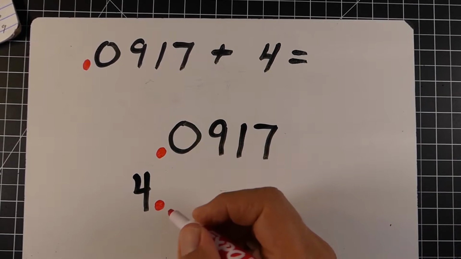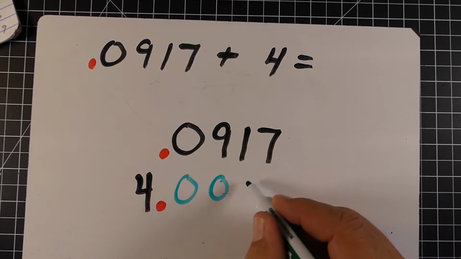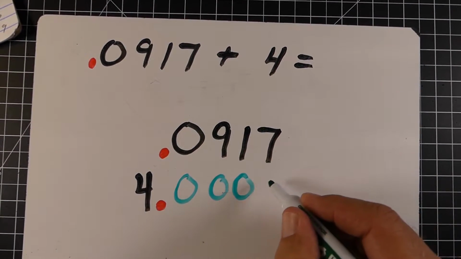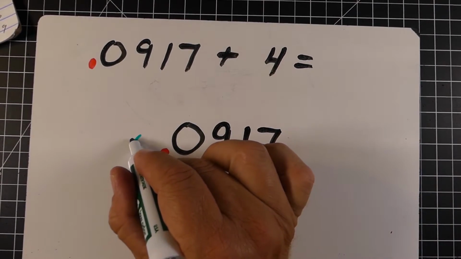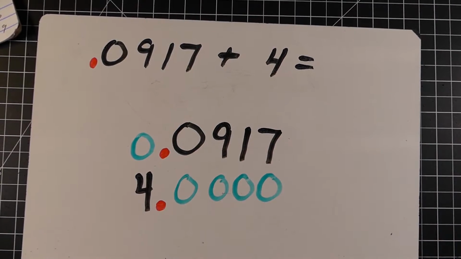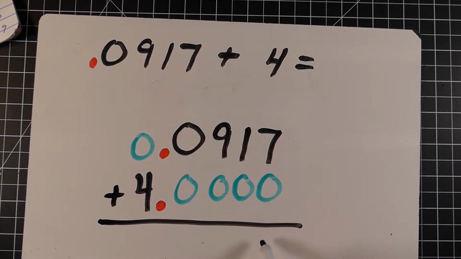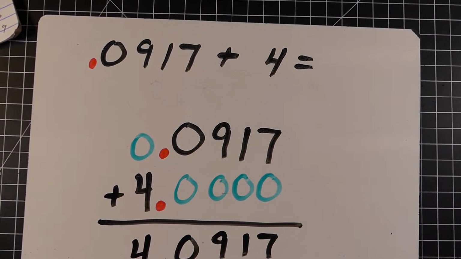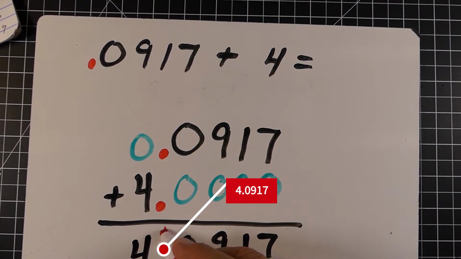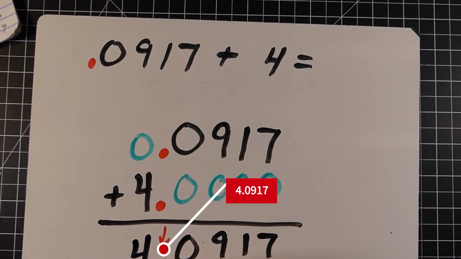0.0917 plus 4. Remember, 4 is a whole number, with the decimal to the right. Throw a few zeros in there, and then just go ahead and add it on up. You'll get your answer of 4.0917. On this one I got a little overzealous where I was putting the board, and the decimal kind of fell off the edge, but it's down there.